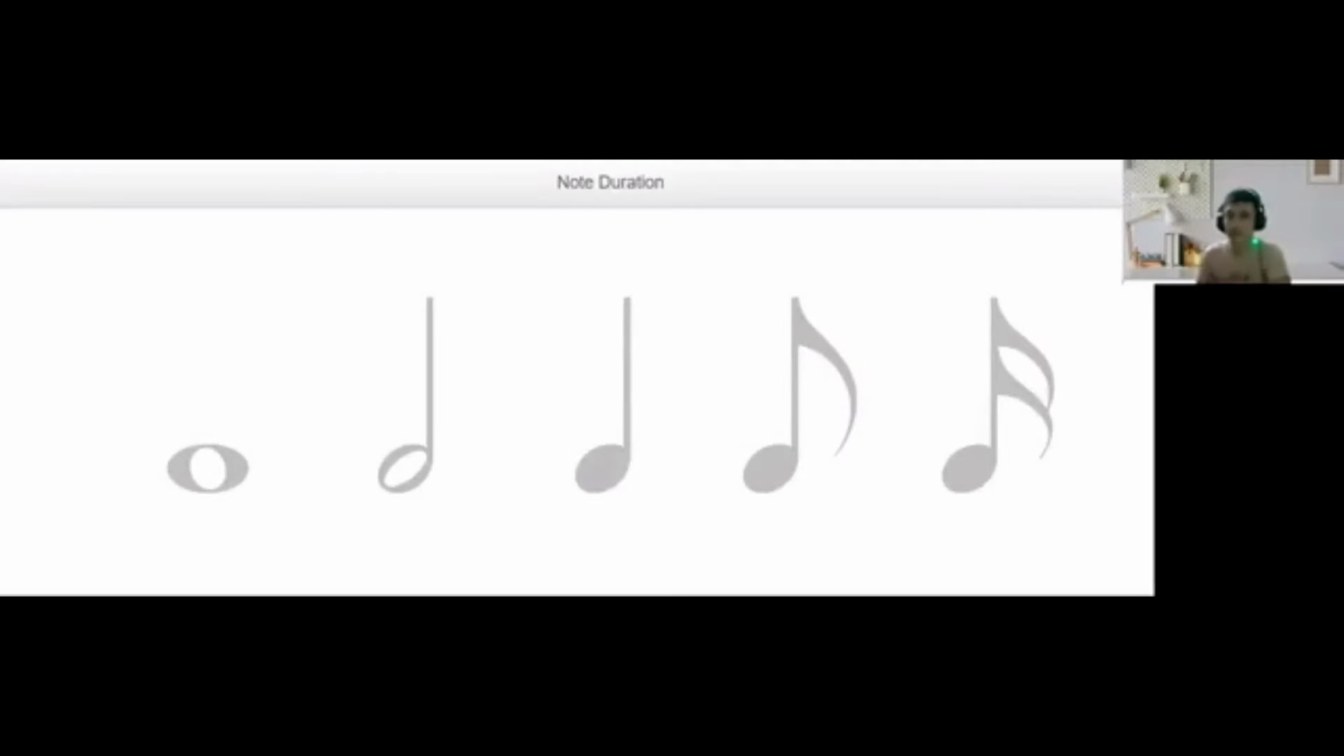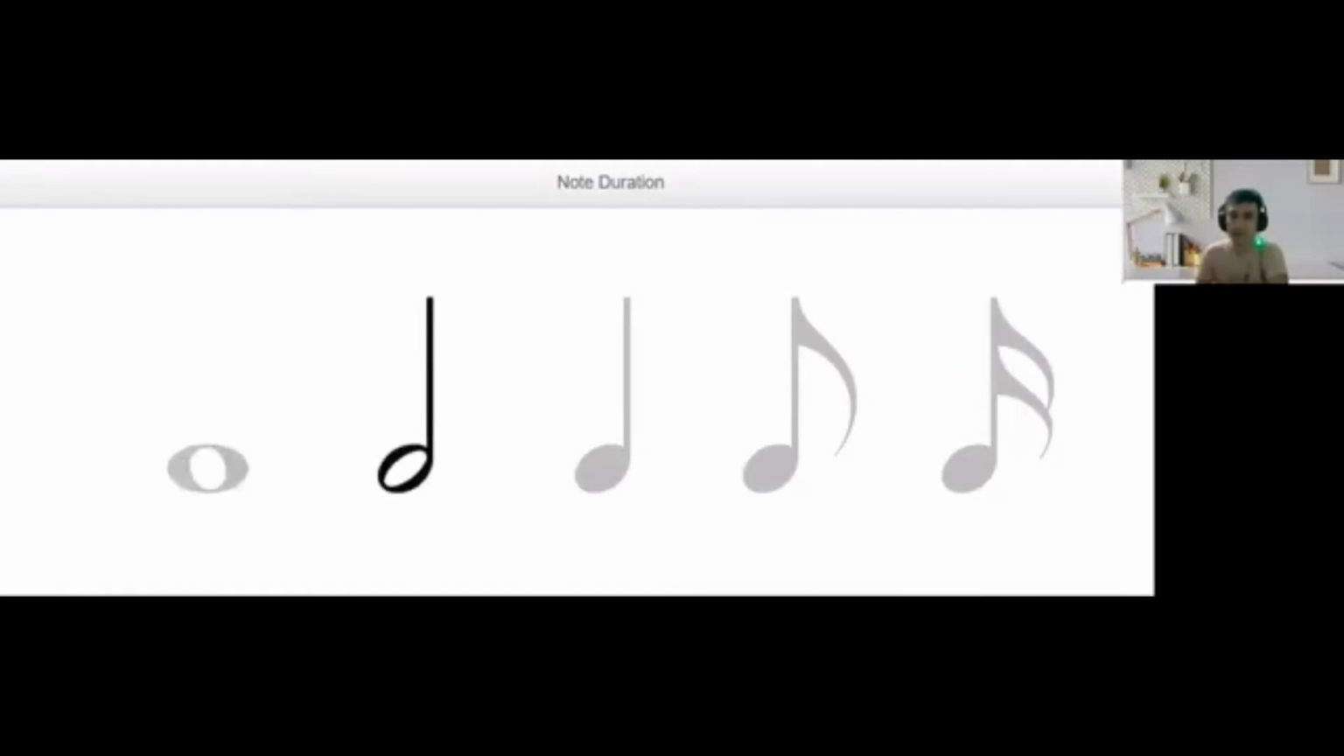and it has the longest sound duration, so it is a whole note. As you can see, a whole note has an oval shaped head without a shade. So it has the longest note duration in modern music. It receives 4 beats of musical sound. So we have 1, 2, 3, 4. So there were 4 beats of sounds.